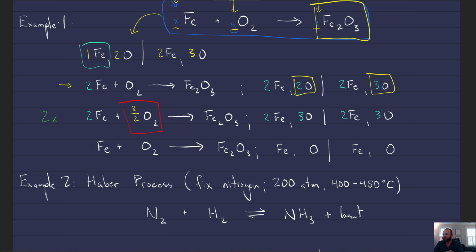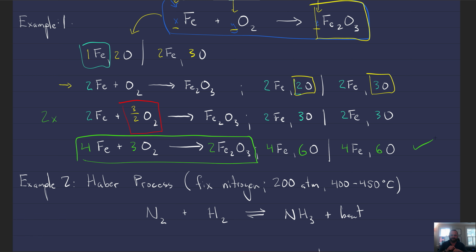And so we get, let's check my work. Yep, this is right. 4 irons, 2 times 3 halves is 3 oxygens. And then that is multiplied by 2. So that is our answer. I'm not going to check all of these. I'll check this one for you guys. 4 on that side, 4 on this side. 6 here, and 6 here. It checks out. Exciting stuff, right?